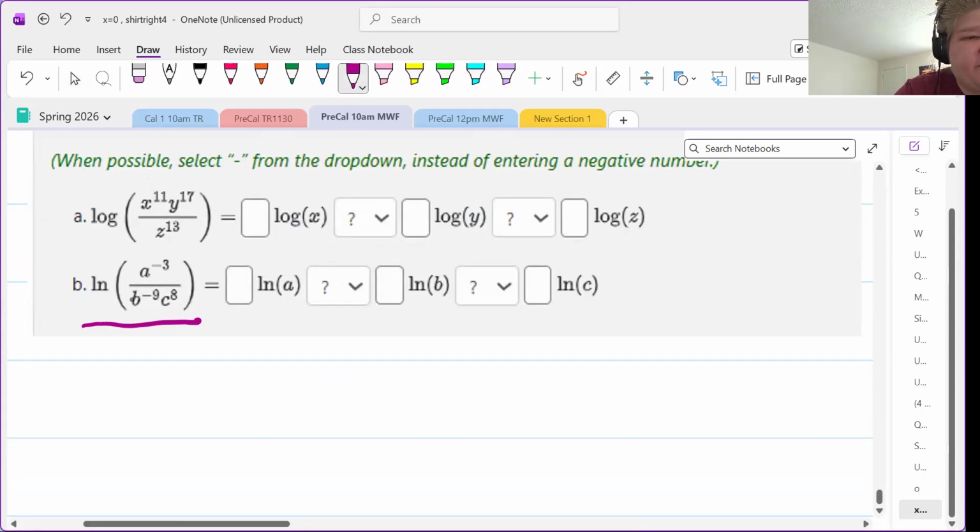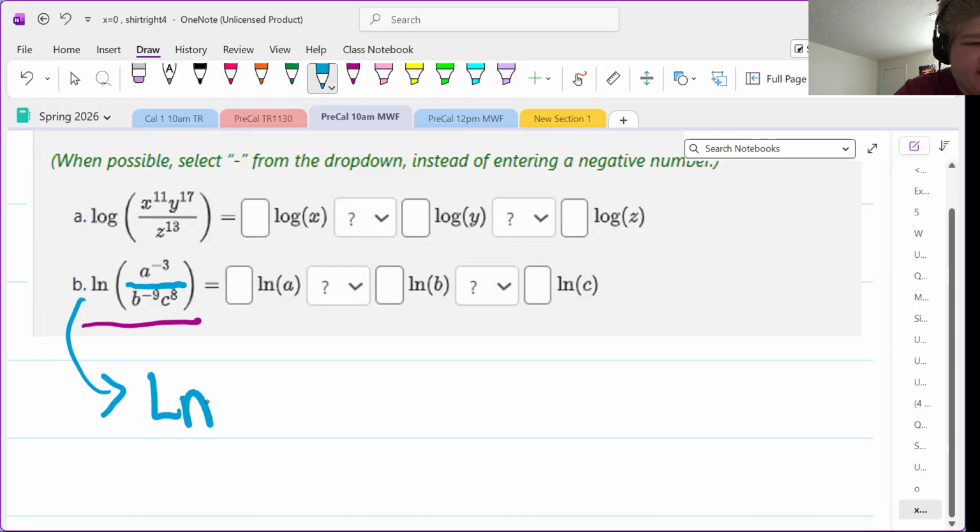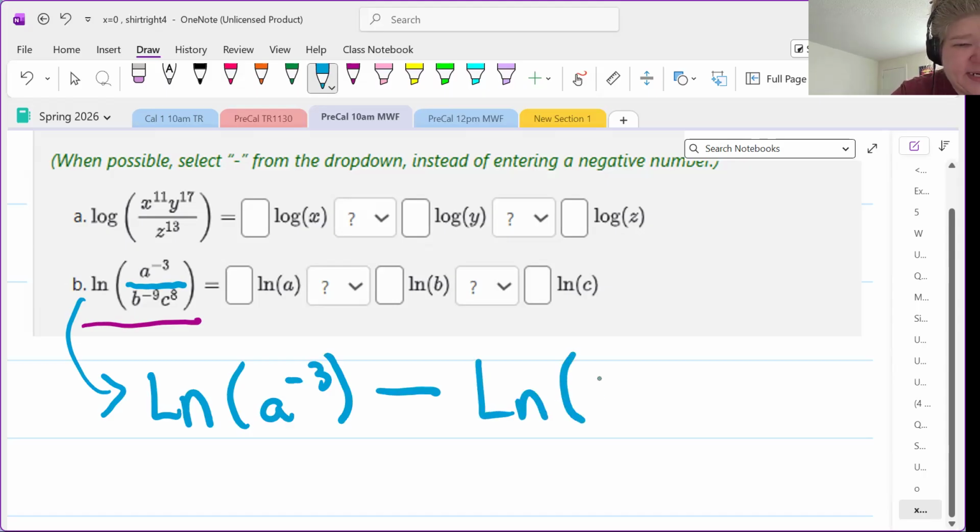So when I have the natural log of a quotient, I can change this into the natural log of the top result minus the natural log of the entire bottom result. So there's my first quotient rule log property.